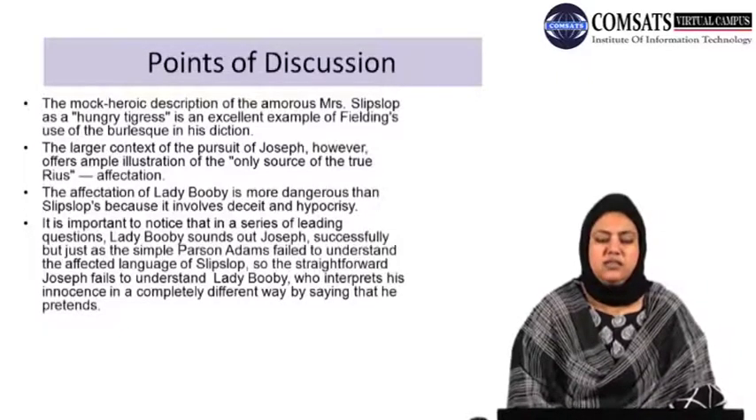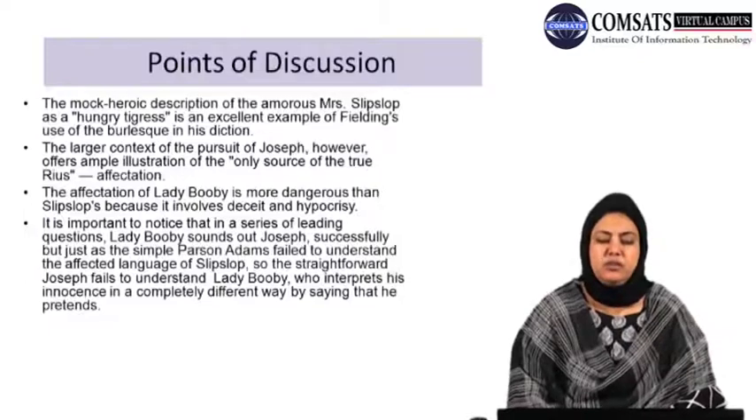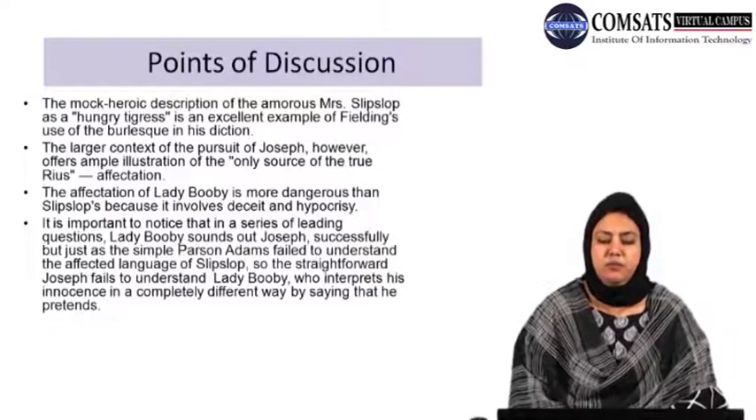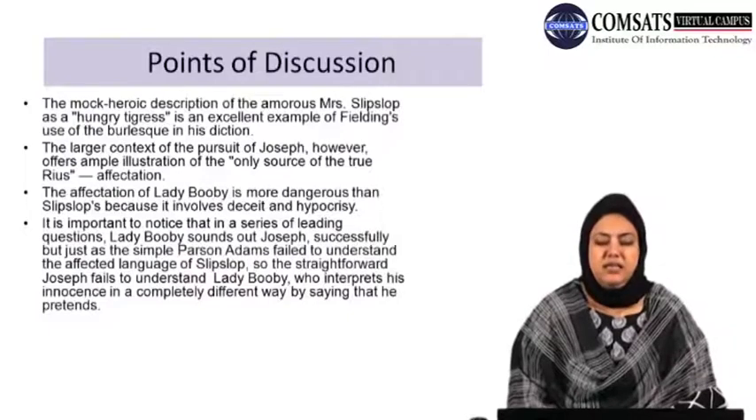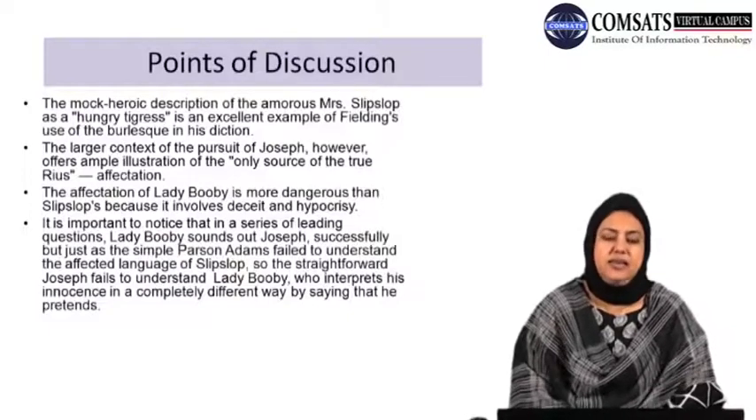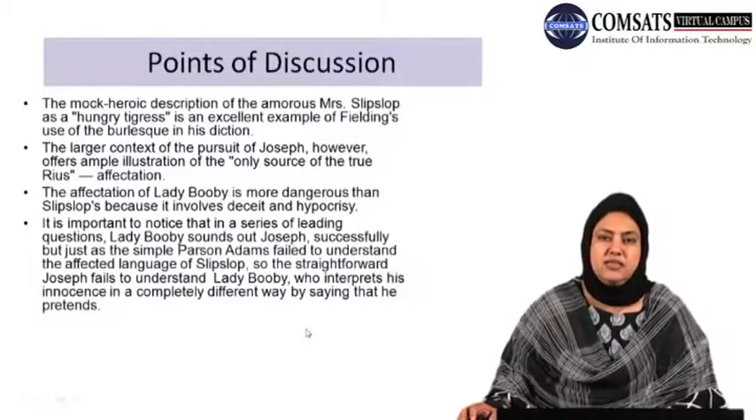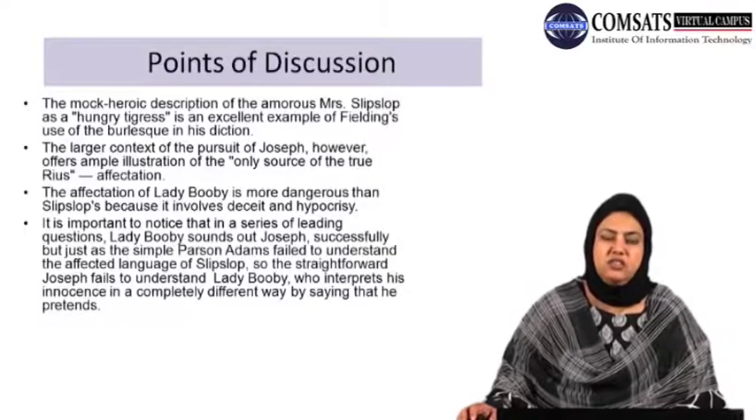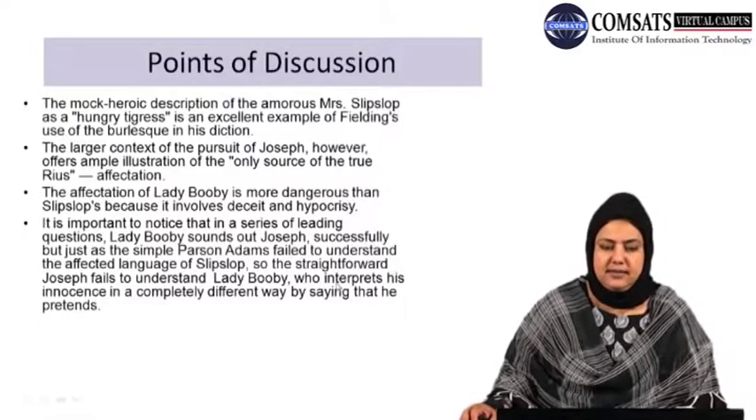It is important to notice that in a series of leading questions, Lady Booby sounds out Joseph successfully, but just as the simple Parson Adams failed to understand the affected language of Slipslop, so the straightforward Joseph fails to understand Lady Booby, who interprets his innocence in a completely different way, saying that he pretends. So in chapters 6 and 7 you can see that pretension, affectation, vanity and hypocrisy run as the main threads of the themes through the text.